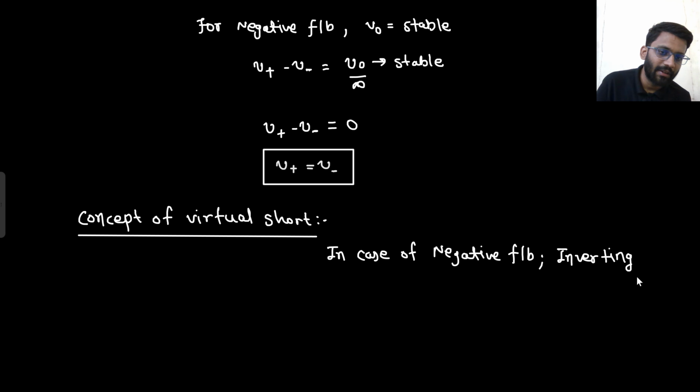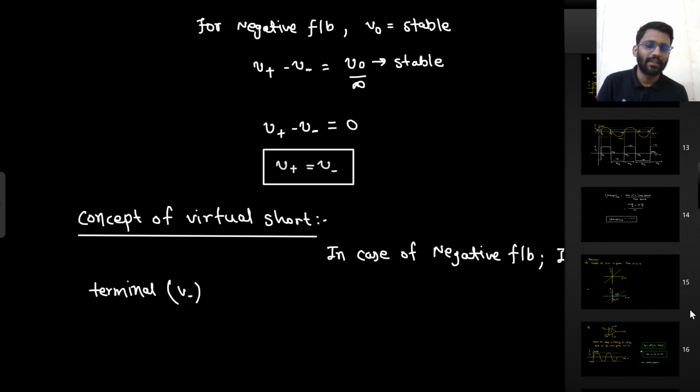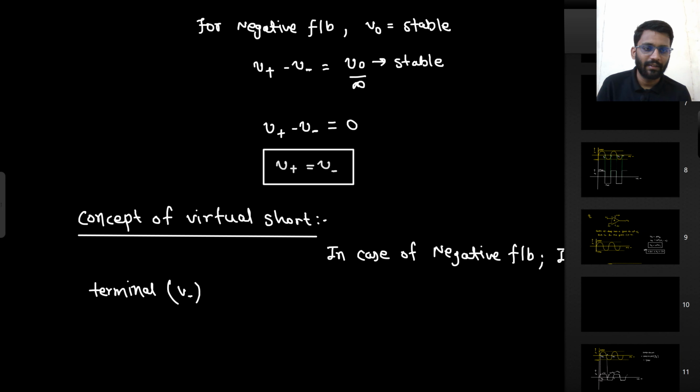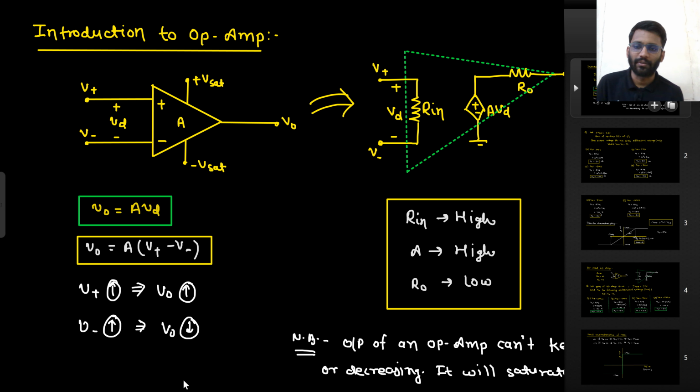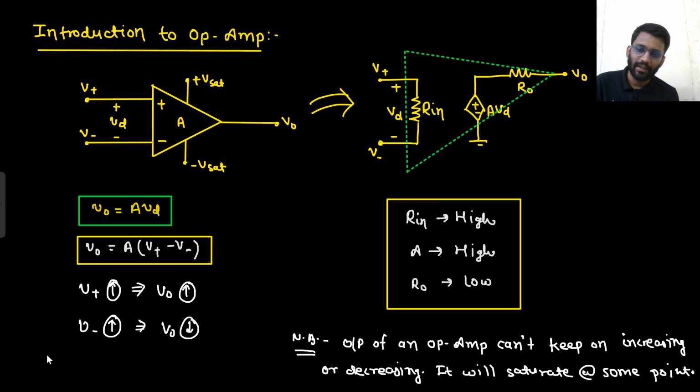What do you mean by inverting terminal? That we were going to see in the next lecture only. But V negative terminal is known as inverting terminal. This V negative is known as inverting terminal. So I will write it on the first page only, that this V negative is known as inverting, and this V positive is known as non-inverting.